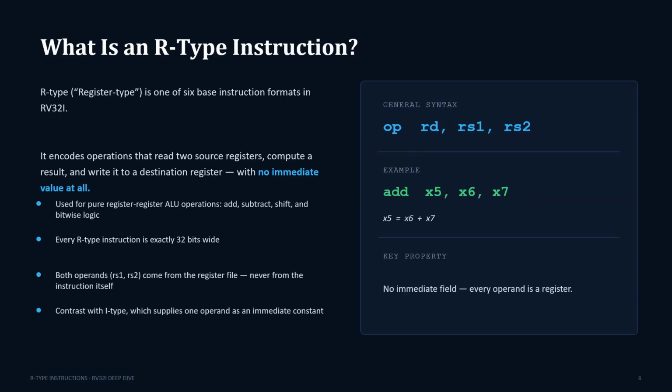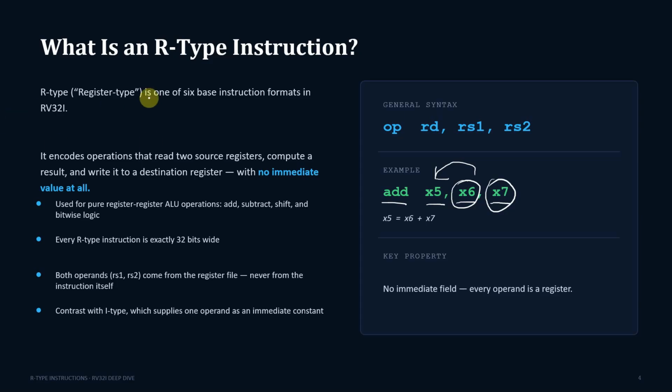Coming to the R-type instruction, it looks like this. For example, add x5, x6, x7. What are we going to do? We are going to add x6 and x7, and the result will be stored in x5. This is my R-type instruction. How can I find that out? It is an R-type instruction because x5, x6 and x7 are all registers. I am performing the addition between only registers. That is the reason it is an R-type instruction.